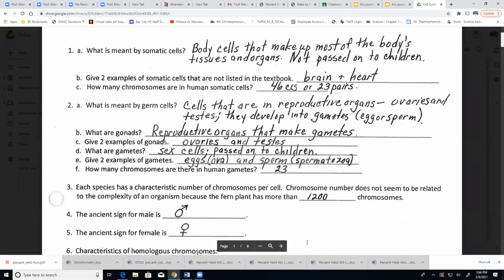All righty. So what is meant by somatic cells? Somatic cells are the same thing as body cells. So the majority of all the cells in your body are your somatic cells. And these are not passed on to the children. Hernan, this is a new set of notes that you'll have to find in Google Classroom. So this is like your skin cells, your hair cells, your brain cells.